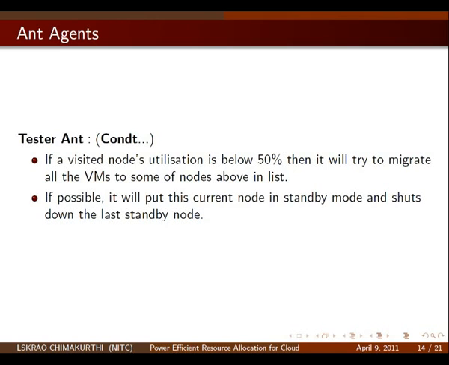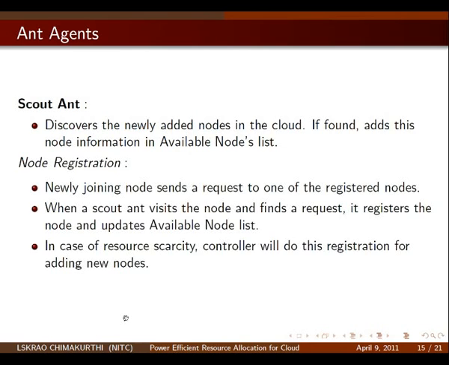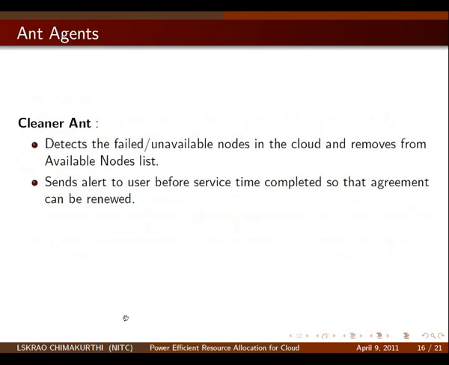Now the scout ant, as I have said earlier, discovers the newly added nodes in the cloud. The discovery can be done through node registration. The newly added node will try to send a request for joining to any of the nodes in the cloud, and whenever the scout ant reaches that node and finds a request, it will register this newly added node and update this information in the available nodes list. In case of resource scarcity during worker ant resource allocation, the controller node will do this registration for adding the new nodes.